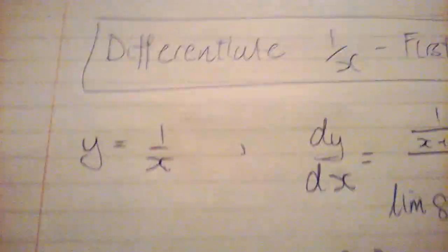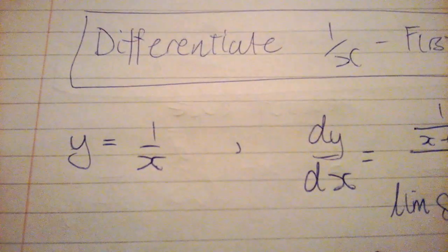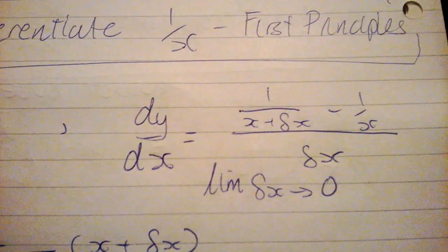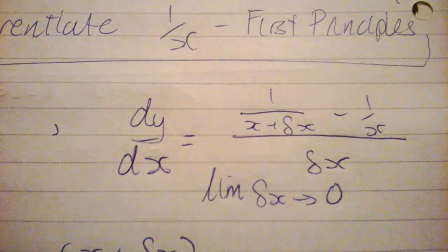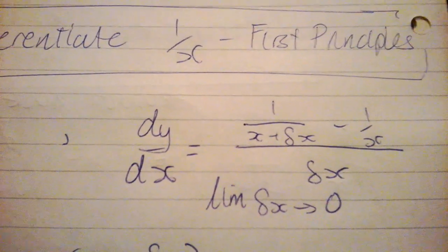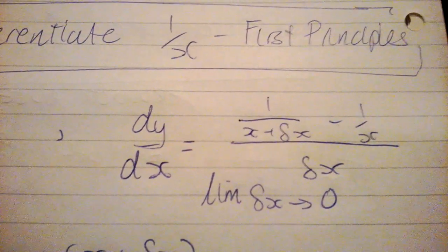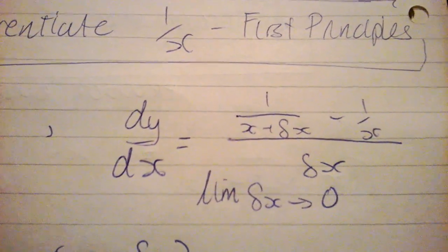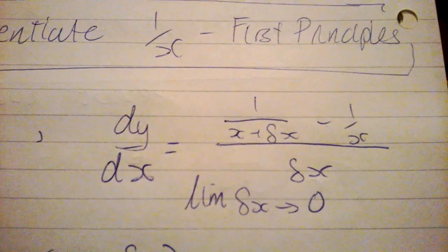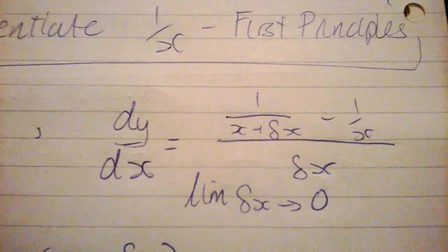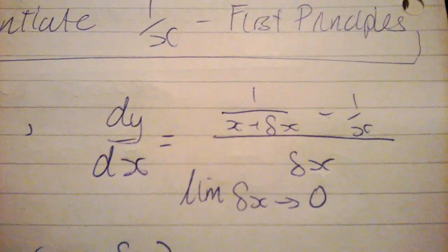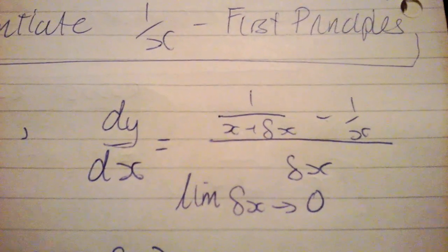So we've got a function y equals 1 over x. So dy by dx is basically the limit as delta x tends to 0 of the function of x plus delta x minus the function of x, all divided by delta x. So in which case it's 1 over x plus delta x minus 1 over x, all divided by delta x, and that's the limit as delta x tends to 0.